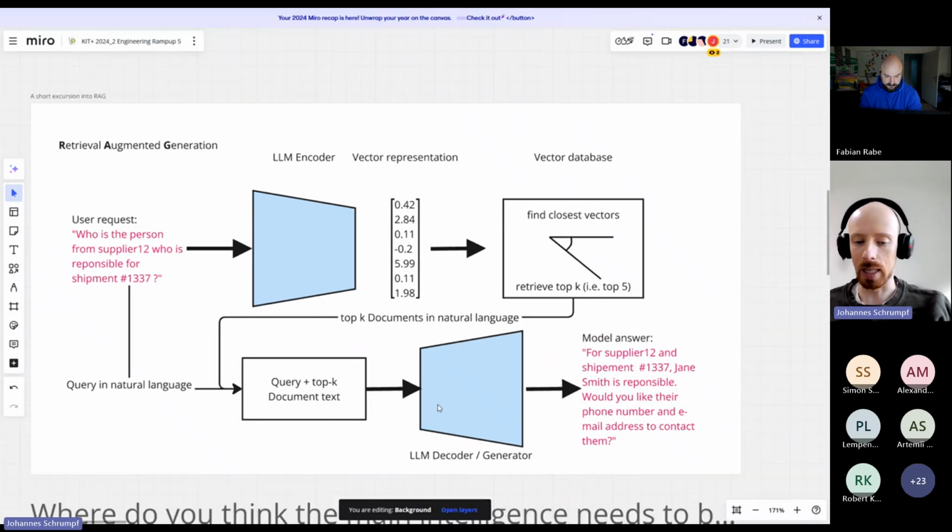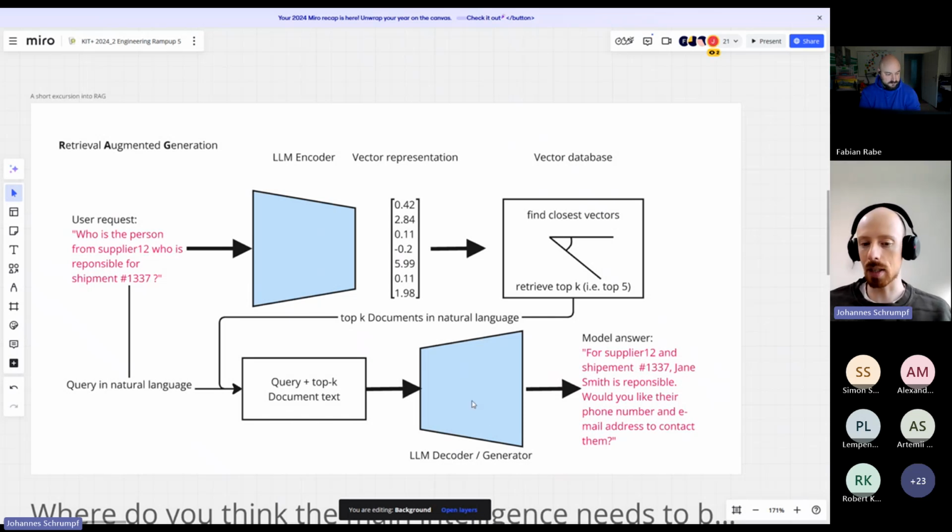This is a large language model decoder or generator, basically something that is, from an architecture perspective, extremely similar to ChatGPT or Llama, or all the large language models that exist out there that can generate text for you.